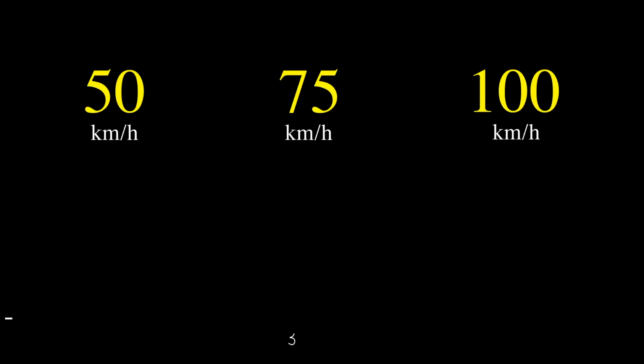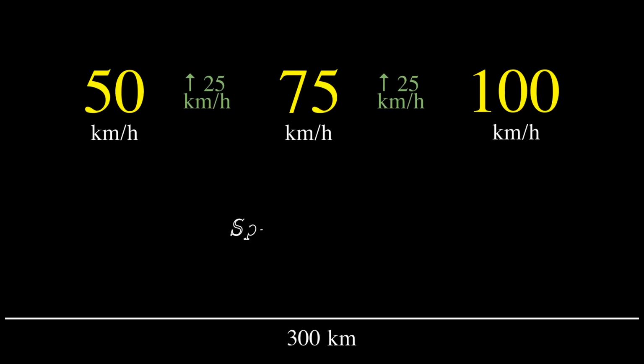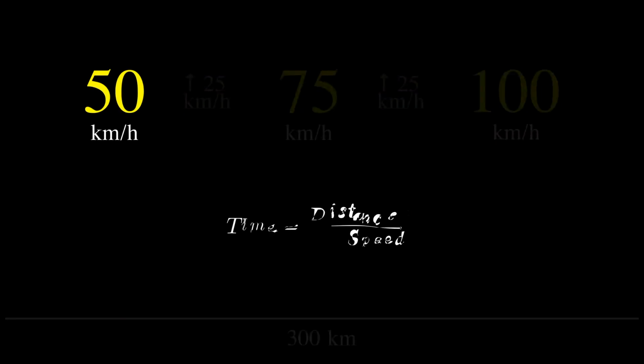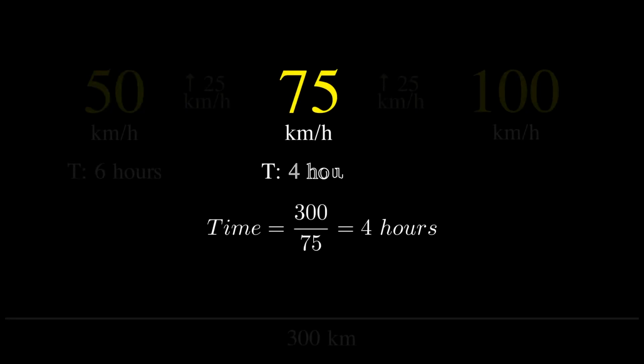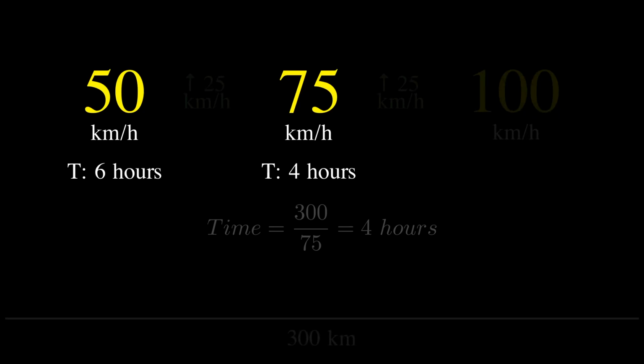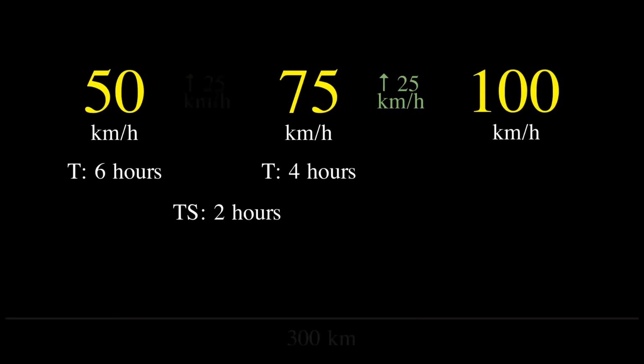So let's break it into its fundamental components. Speed is equal to distance divided by time, or in another way, time is equal to distance divided by speed. So we can calculate the time for 50, for 75, as well as for 100. The time difference between 6 hours and 4 hours is 2 hours. So fundamentally, if I am traveling at 75 kilometers per hour, I end up saving 2 hours of my travel.